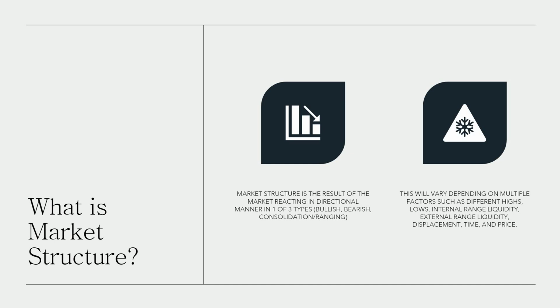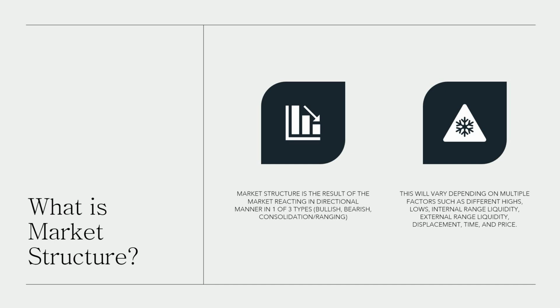Now, what is market structure? Market structure is the result of the market reacting in a directional manner in one of three types: bullish, bearish, or consolidation, otherwise known as ranging. This will vary depending on multiple factors, such as different highs, lows, internal range liquidity, external range liquidity, displacement, time, and price.